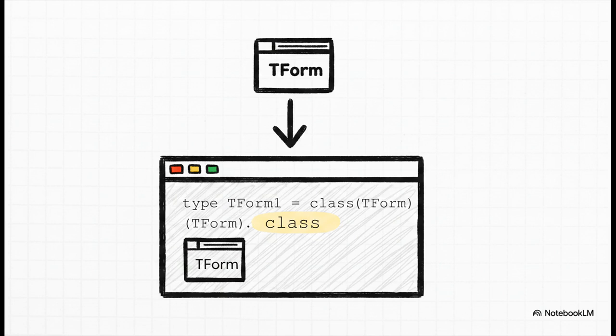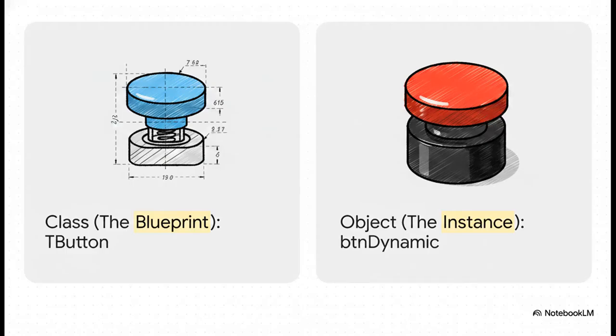The keyword class is sitting right there in plain sight. This line is literally saying, hey Delphi, I'm making a new blueprint. It's called TForm1, and it's a special version of your standard TForm blueprint. You've been defining your own classes since day one. So let's make this crystal clear.